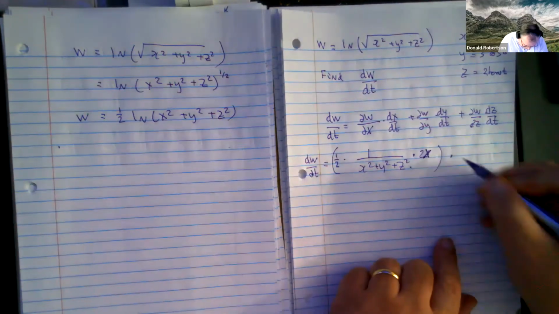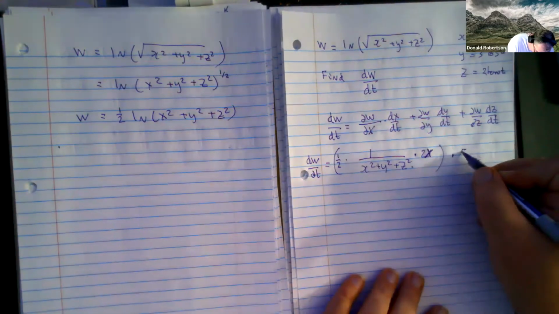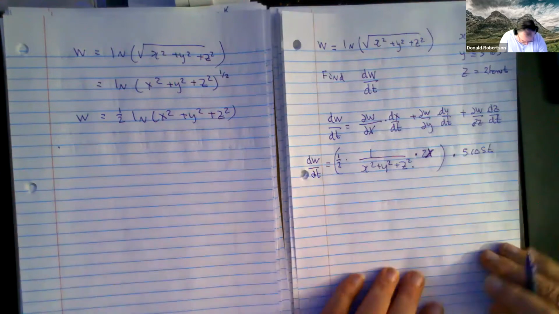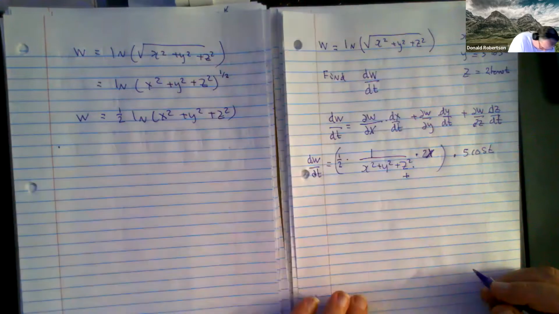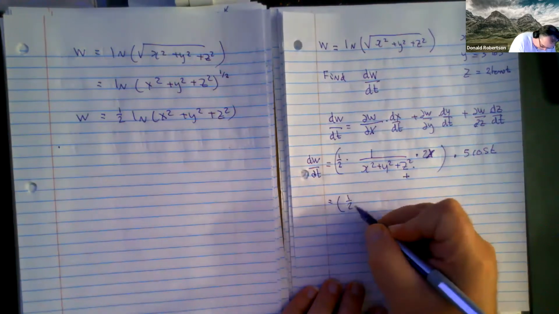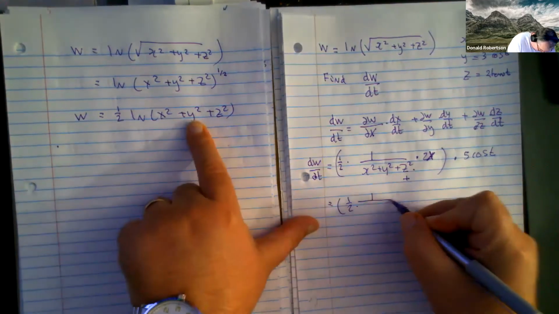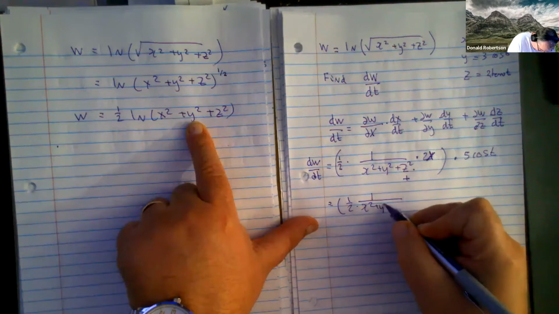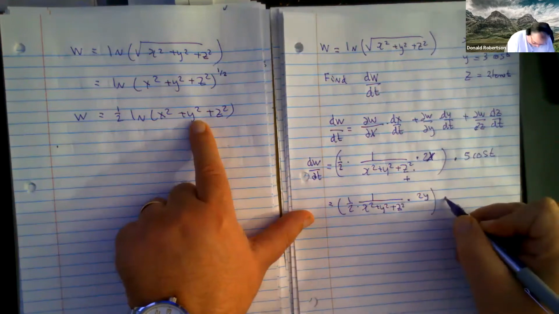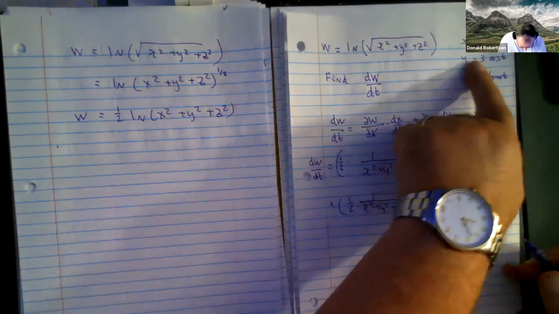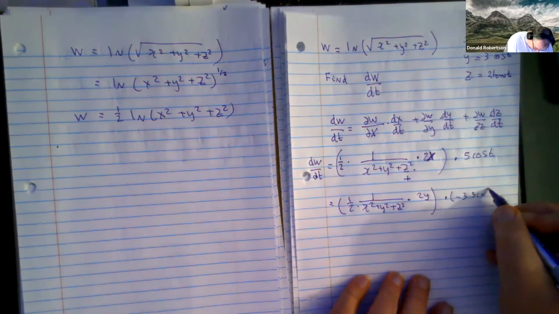You then multiply by dx by dt. And if you differentiate this filler, you get 5 cosine t's. So that's this piece. Plus, if you then do this guy, you'll get 1/2. Here we go. 1/2 times a derivative of a log is 1 over the guy times the derivative of the guy. So that's this piece. And then you differentiate y with respect to t, and that gets you -3 sine t.